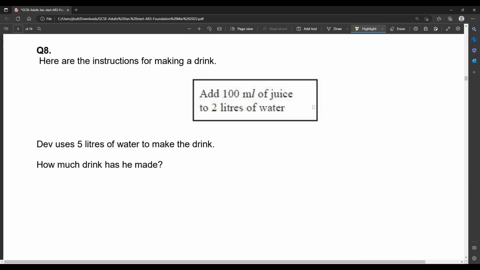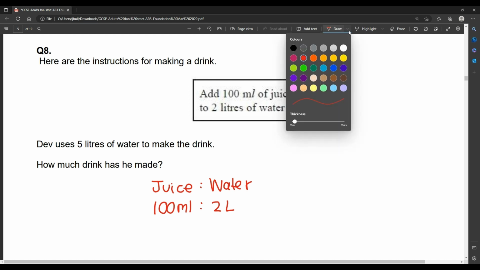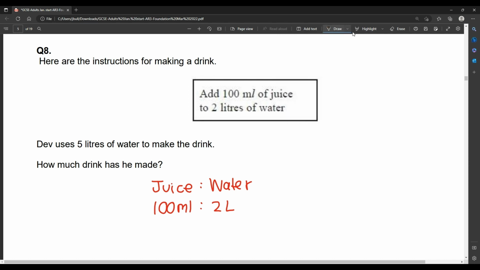Question 8, we've got a ratio question. As soon as we see a ratio question, I would usually write my ratio out. So we've got juice and water. Okay, so they say for every 100 milliliters of juice, you are going to add 2 liters of water. So in this question, this is the ratio that they give us, and then they want us to work out obviously a different ratio.